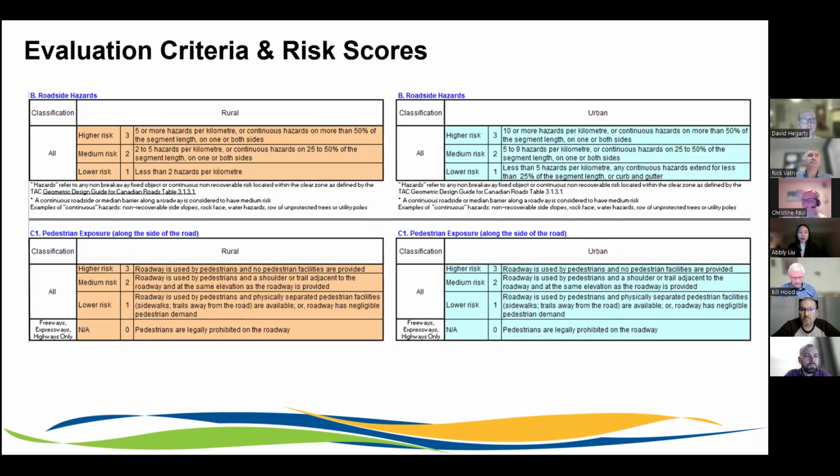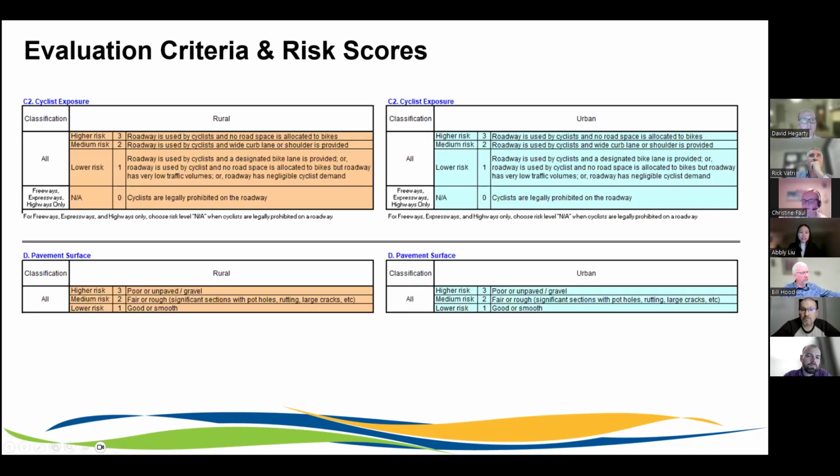Criteria B is roadside hazards, which evaluates the number of non-breakaway fixed objects at the side of the road. Criteria C1 is pedestrian exposure, which evaluates whether the road is used by pedestrians and whether pedestrian facilities are provided. Criteria C2 is cyclist exposure, which evaluates whether the road is used by cyclists and whether shoulders or cycling facilities are provided.